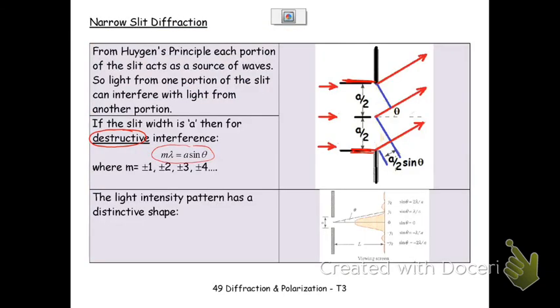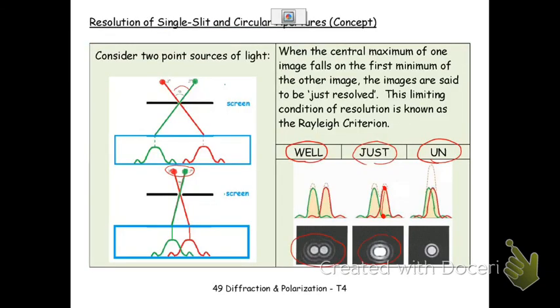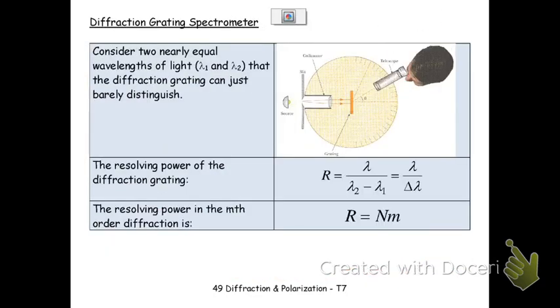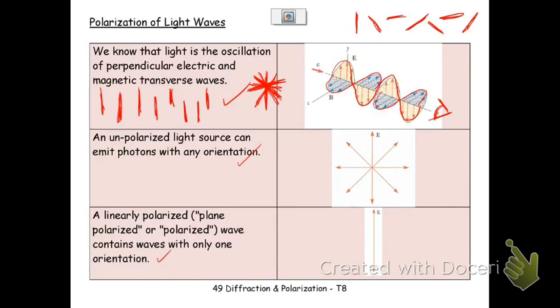So, question or comment? Yeah. Regarding that refraction. Oh, I better do that quick.